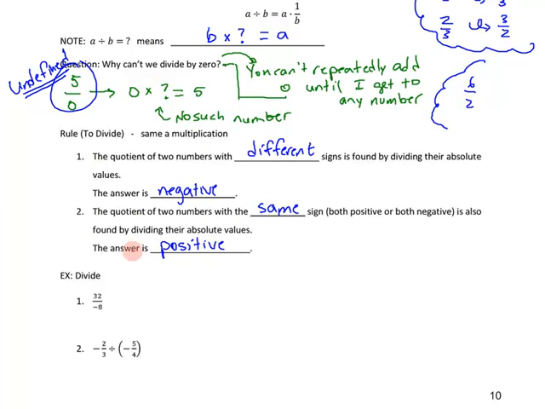So look at these 2 examples here. 32 divided by negative 8. That's 32 divided by 8, which is 4. And since they're opposite signs, the answer is negative. That's all there is to that.